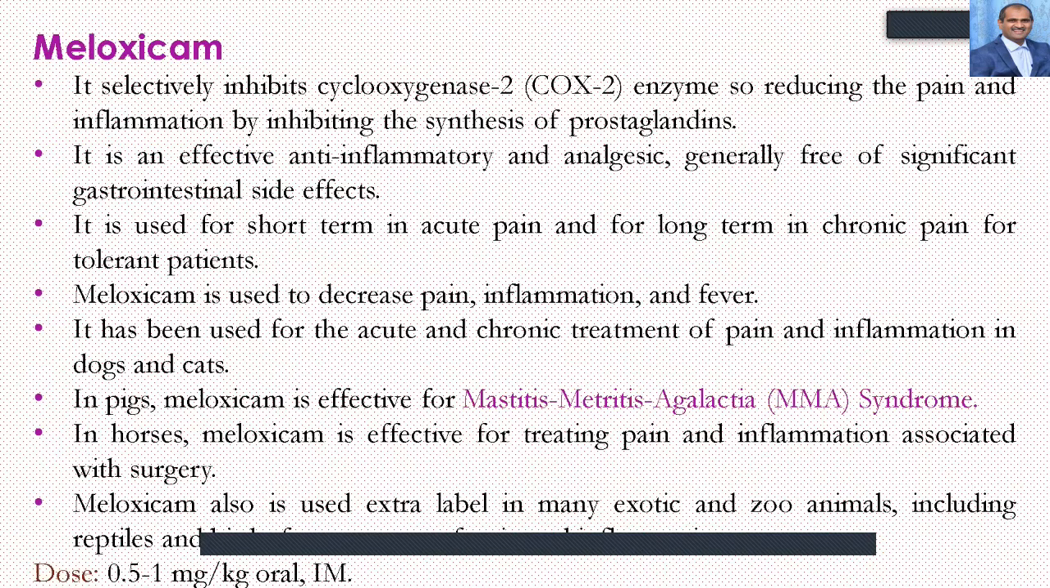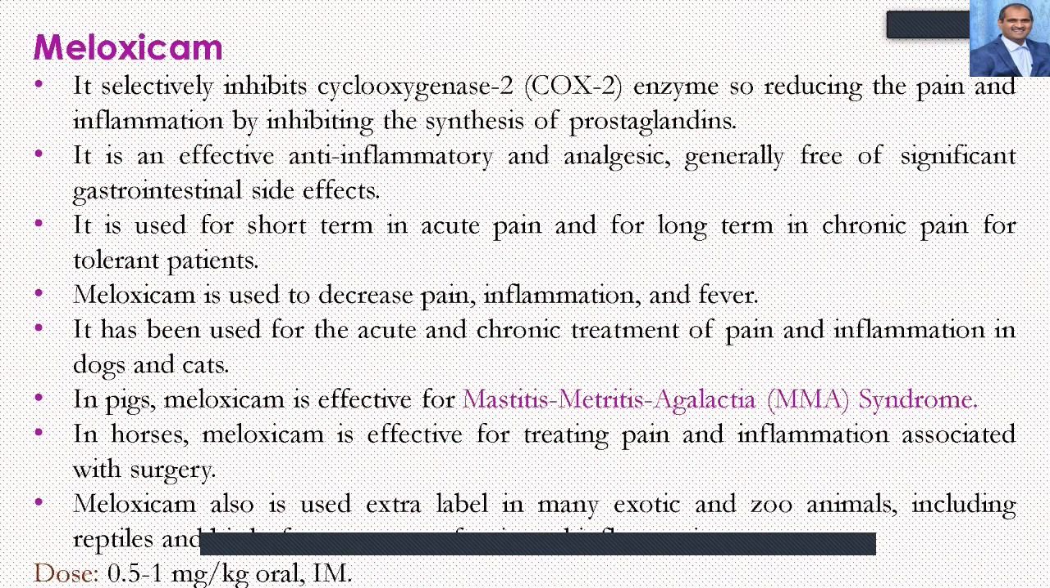Then meloxicam is one of the most important drugs, very commonly used in veterinary practice. It selectively inhibits the cyclooxygenase 2, that's the COX-2 enzyme. Please read this very carefully because meloxicam is one of the most commonly used NSAIDs in veterinary practice. It is a preferential cyclooxygenase 2 enzyme inhibitor and reduces pain and inflammation by inhibiting the synthesis of prostaglandins.